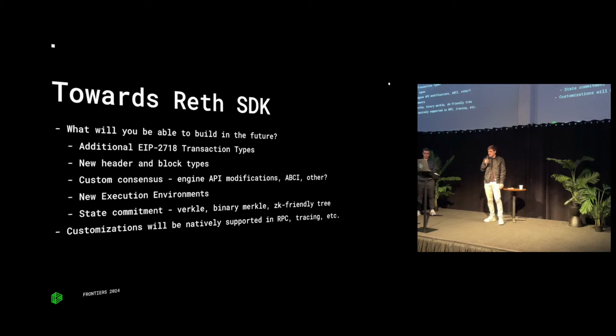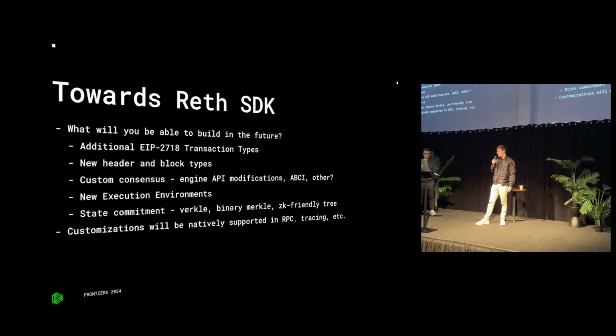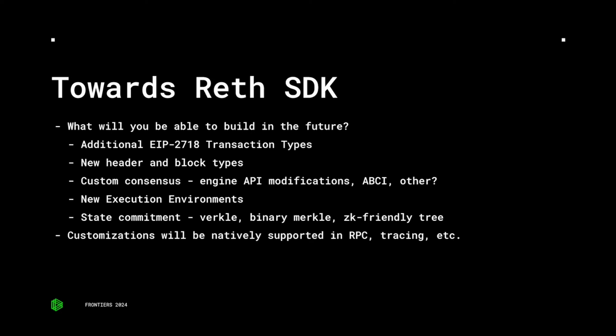Custom consensus would be very interesting. Optimism already modifies the engine API. You should be able to modify it too. New execution environments. I'll talk about that later when it comes to EOF and how that enables adding very, very crazy modifications to your chain's or application's execution environment. But there are a lot of very interesting things you can do there.